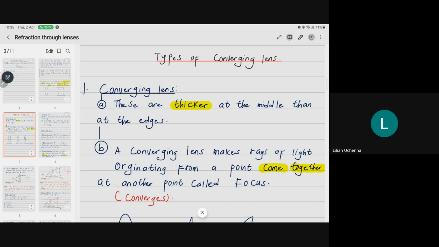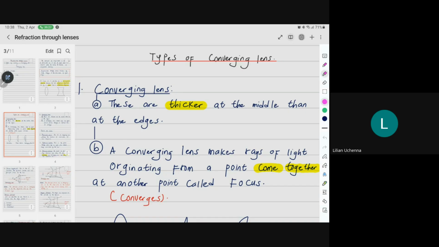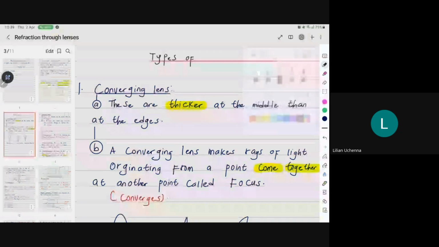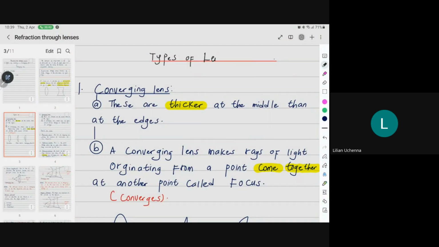Now, what are the types of lens? Sorry, this is not types of converging lens; this should be types of lens. Sorry about that error. So this is types of lenses.